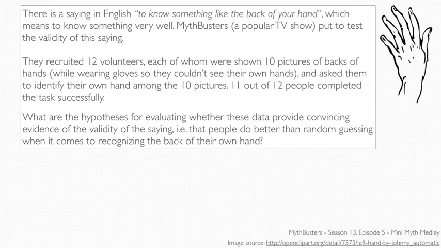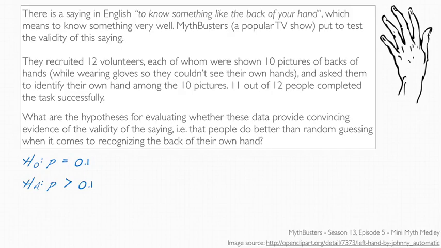Remember that for each person, they're picking between 10 pictures, so if they were randomly guessing, their probability of success would be 10% or 0.1. If they're doing better than randomly guessing, then their probability of success is greater than 0.1, and that's what would go in our alternative hypothesis.